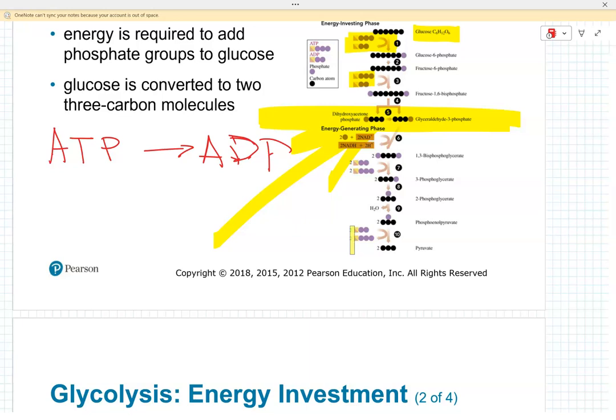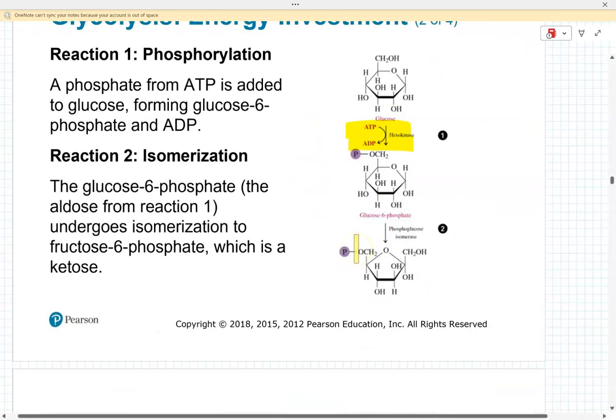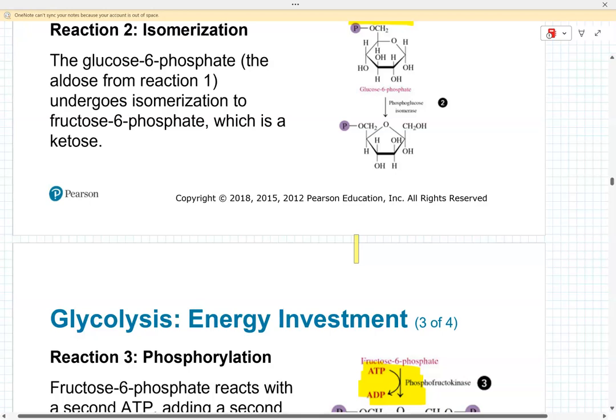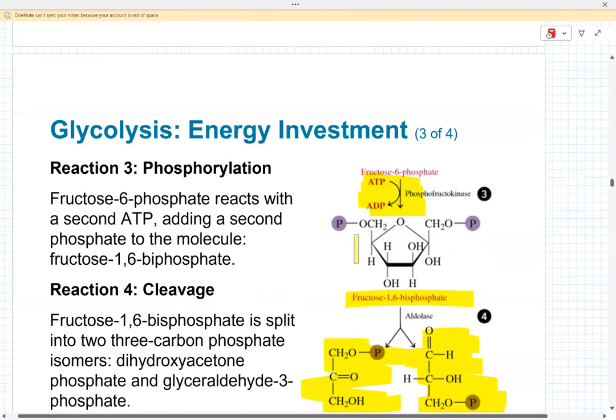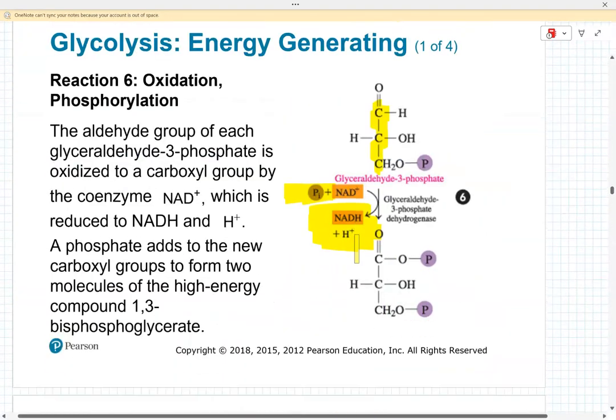How many molecules of glyceraldehyde 3-phosphate do you have at stage 5? 2 3-carbon molecules. Can you count to 2? Can you count to 4? It's a rhetorical question. So let's take a look at the energy generating steps.